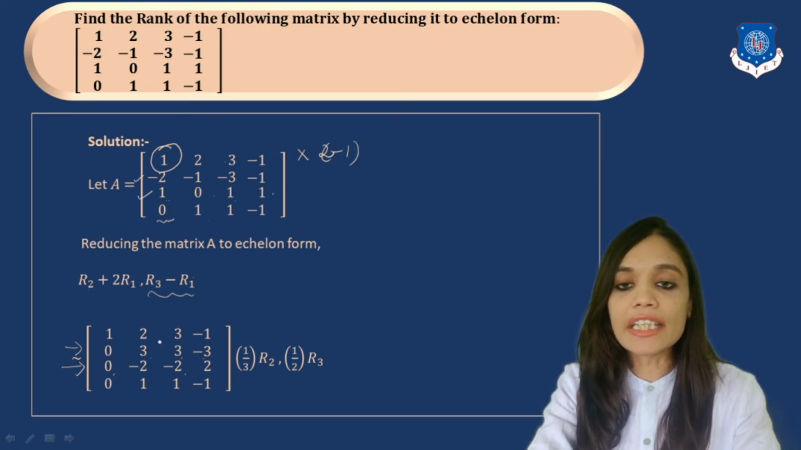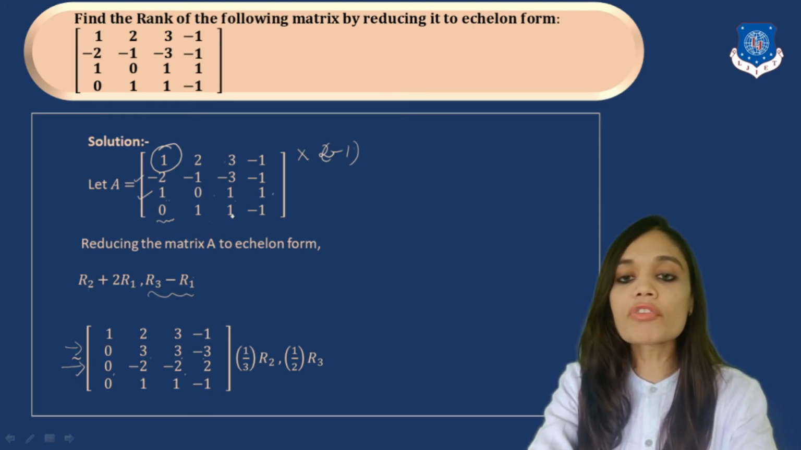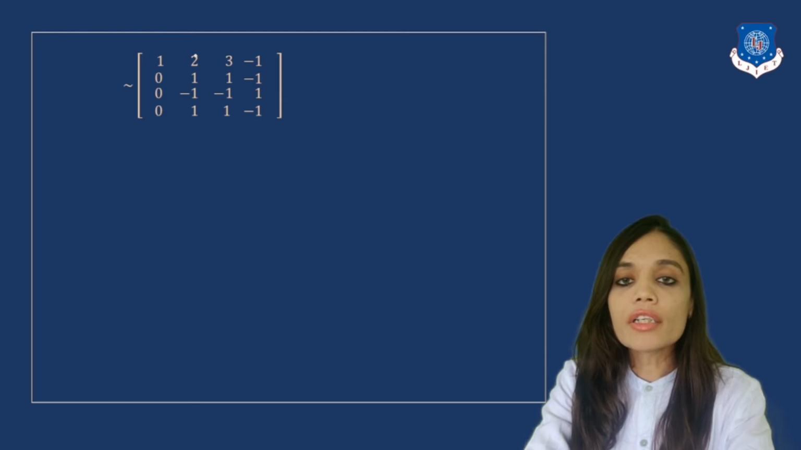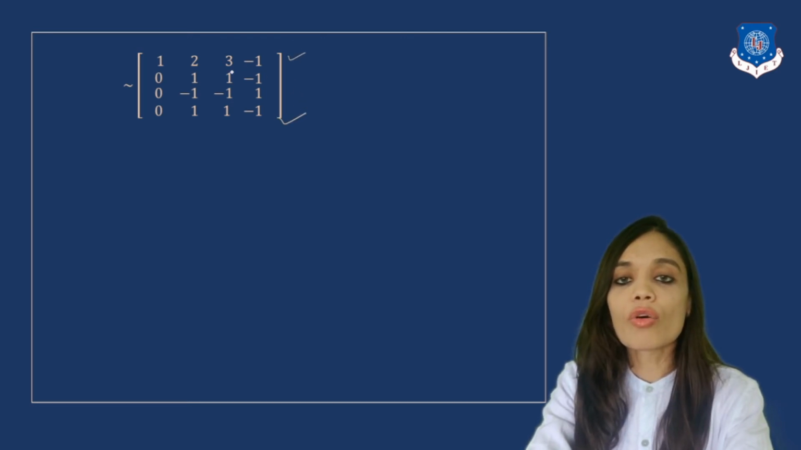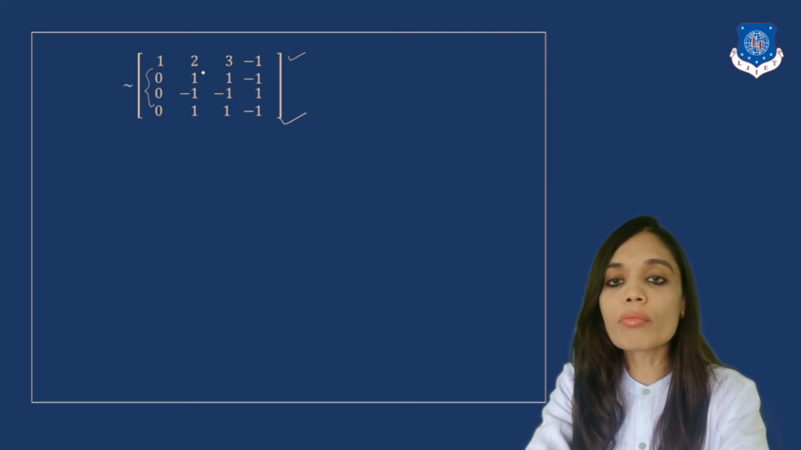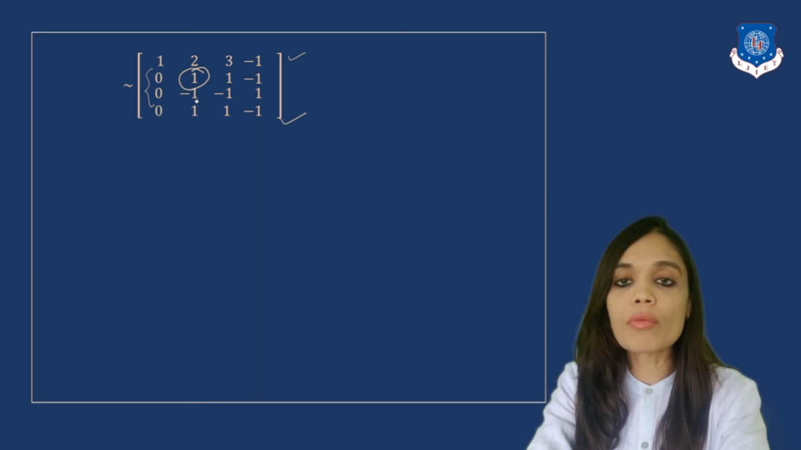So we will get a leading one in the second row. So on taking out common, what will we get? 1, 2, 3, minus 1. 0, 1, 1, minus 1. 0, minus 1, minus 1, 1. And 0, 1, 1, minus 1. That is, the first and last rows remain as they are. Only there is a change in the second and third rows. Now you have formed your leading one at this position. So our task is to form zeros at this place and this place.